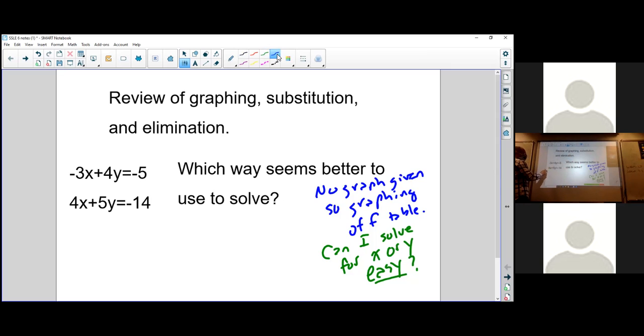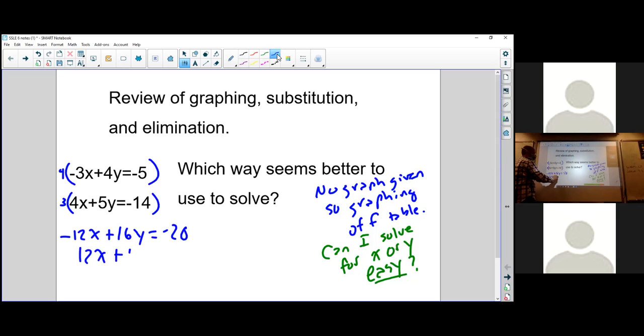So then we have to say, okay, maybe I'll multiply this whole top one by 4 and this whole bottom one by 3. So I get negative 12x plus 16y equals negative 20. Then I get 12x plus 15y equals negative, what is that, 42? Add them together, those cancel. So I get 31y equals negative 62.